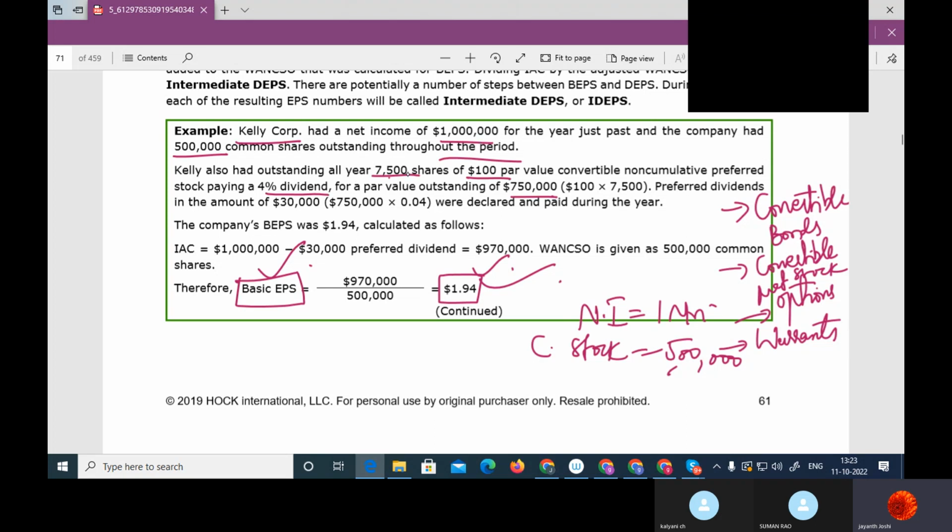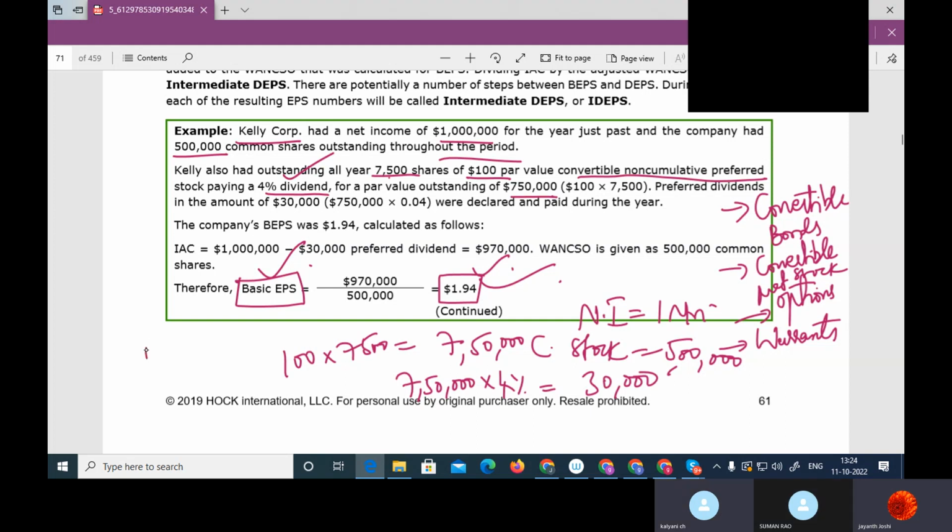Kelly also had outstanding all year 7,500 shares of $100 par value non-cumulative convertible preferred stock, which pays a dividend of 4% on the par value outstanding. So $100 per share into 7,500 shares, the total value of the preferred stock is $750,000. Correct? So how much would the preferred dividends be? $750,000 into 4%, so dividends would be $30,000.